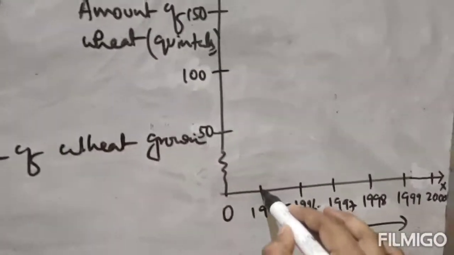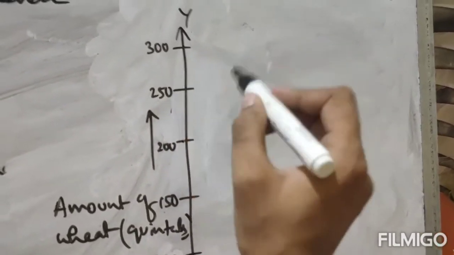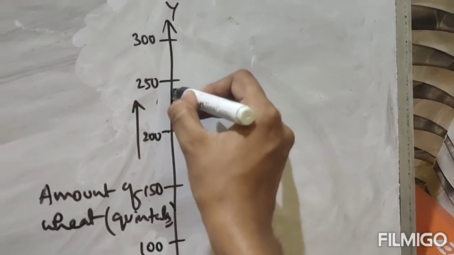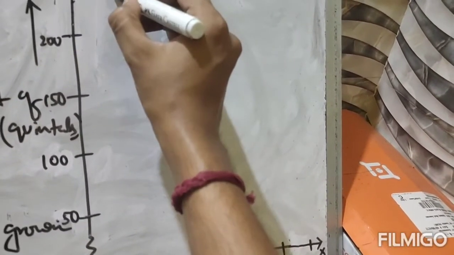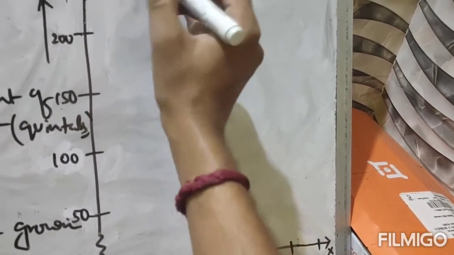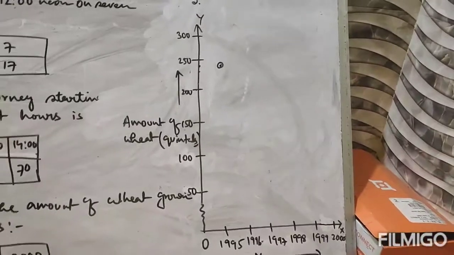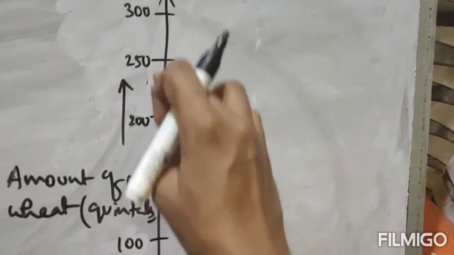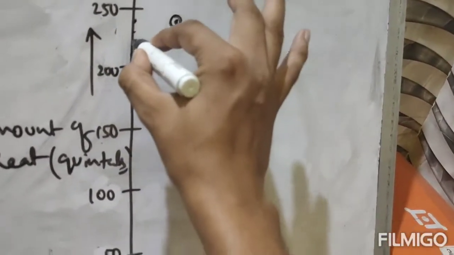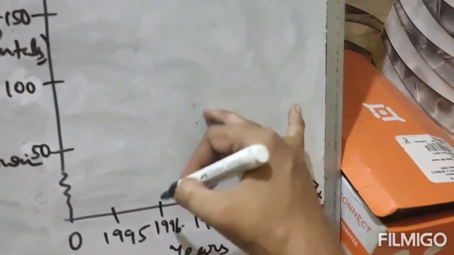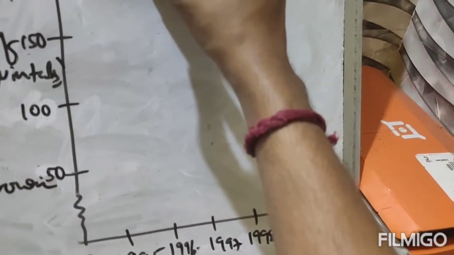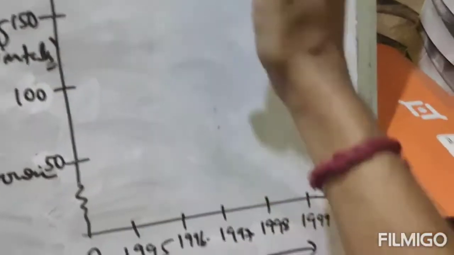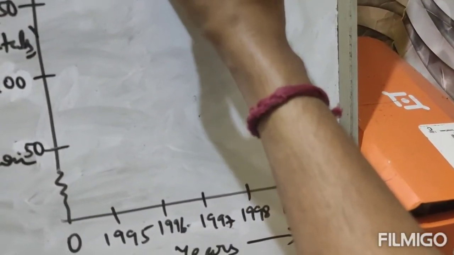Now in first 1995, wheat production is 240 quintal. 240 means between 200 and 250, that means it is 210, 220, 230, 240 and 250. So the point will be exactly here, below 250. Next in 1996, it is 220, which is between 200 and 250. So the plot will be somewhat here, 220.